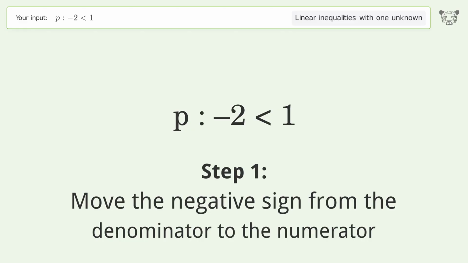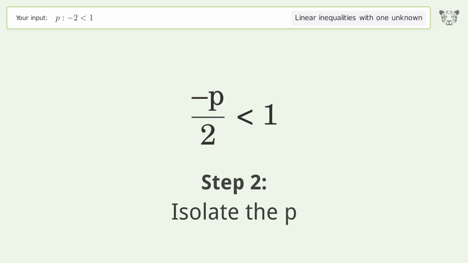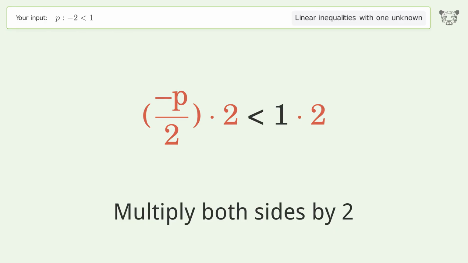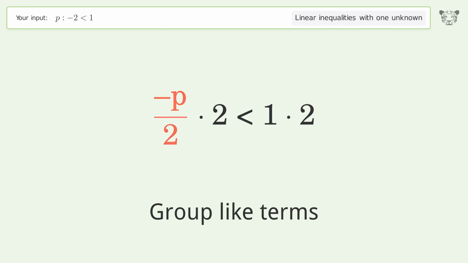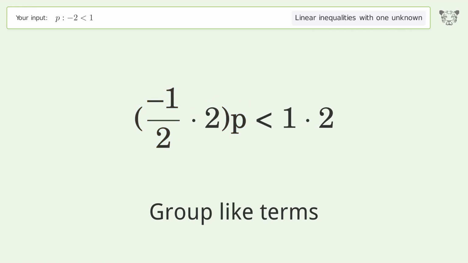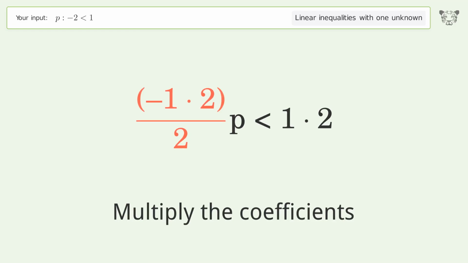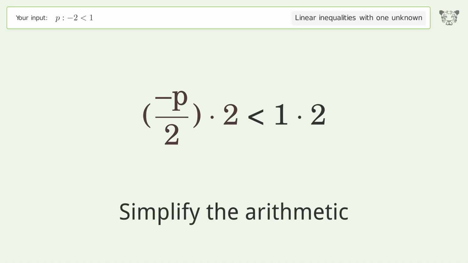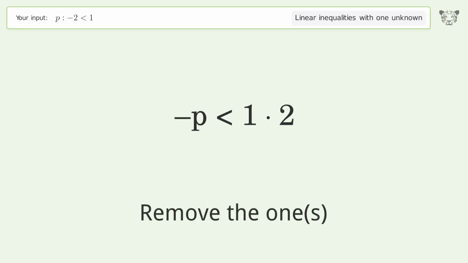Move the negative sign from the denominator to the numerator. Isolate the p. Multiply both sides by 2. Group like terms. Multiply the coefficients. Simplify the arithmetic. Remove the ones.